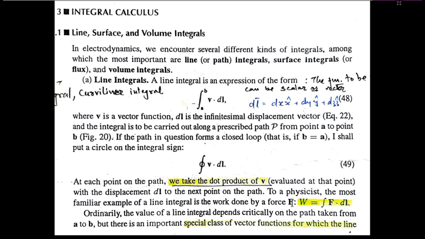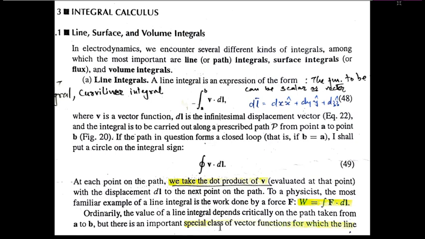by a force F. So W is equal to the integration of F dot dl, where F is the force and dl is a small, infinitesimal displacement taking place in the direction of F. Therefore we have two options: one is where this work done depends on the path, and another where it does not depend on the path. Ordinary value of a line integral depends critically on the path taken from A to B.